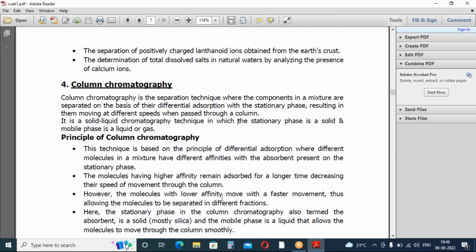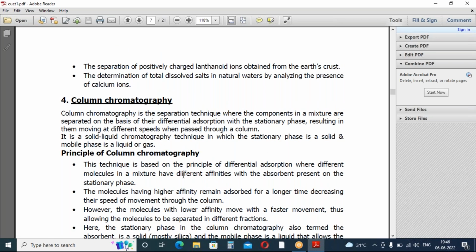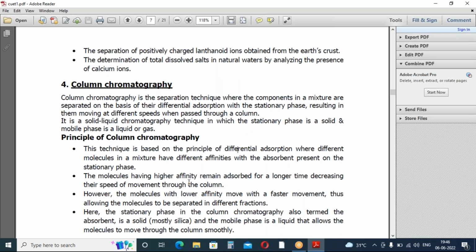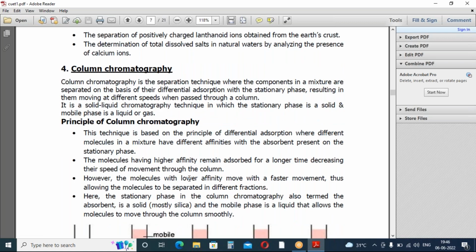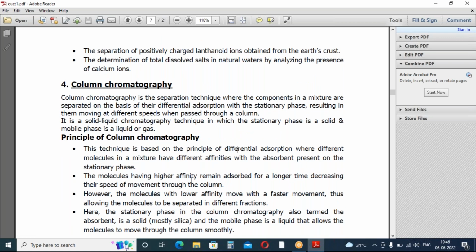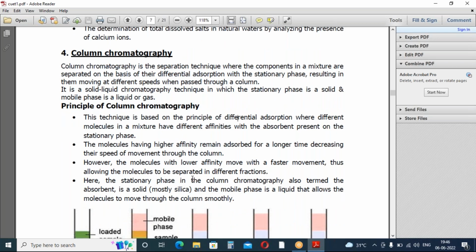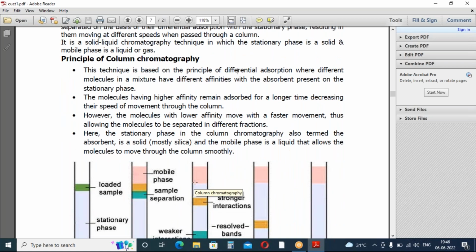Understood? If the components have higher affinity, they move slowly, whereas lower affinity means they move fast. That is the main principle behind column chromatography. And the adsorbent that is mainly used in column chromatography is silica gel. Silica gel is mainly used.